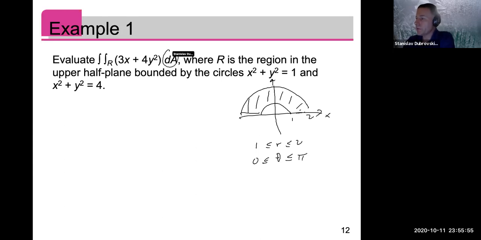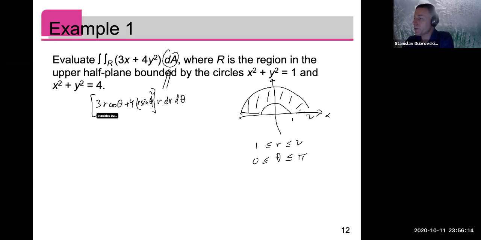We can convert it into a polar integral by writing r dr d theta instead of dA. Instead of x, we will write r cosine theta. Instead of y, r sine theta. Don't forget to square.